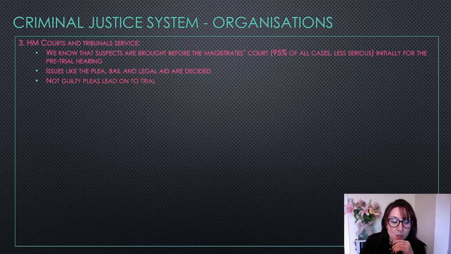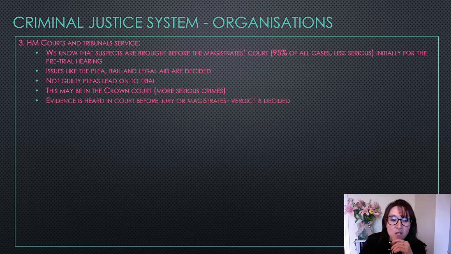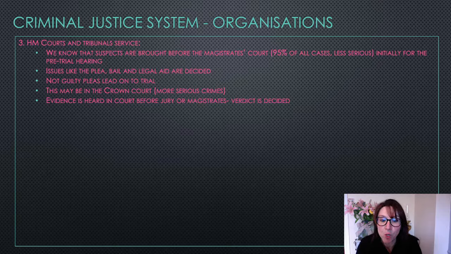Not guilty pleas lead on to the trial. This may be in Crown Court for more serious crimes. Evidence is heard in court before a jury or a magistrate. The verdict is then decided. So jury if it goes to Crown Court, magistrates if it goes to a magistrate's court. And the sentence is then passed.